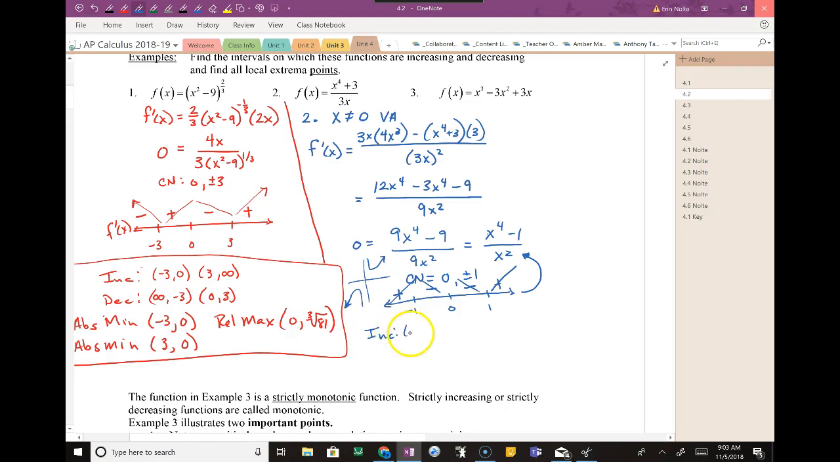from negative infinity to negative 1 and from 1 to infinity. It's decreasing from -1 to 0 and 0 to 1. Make sure you write those as separate intervals because it does break apart. Okay. What's happening at -1? Is it a max, a min, relative, or absolute?